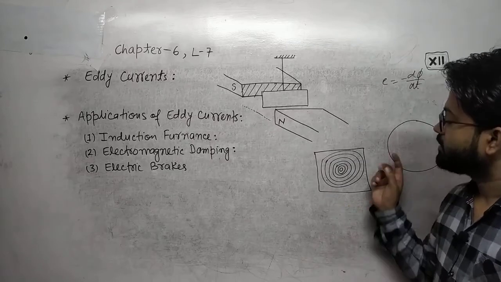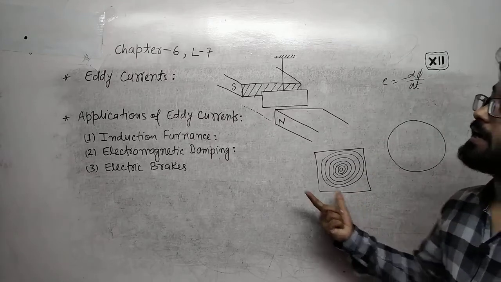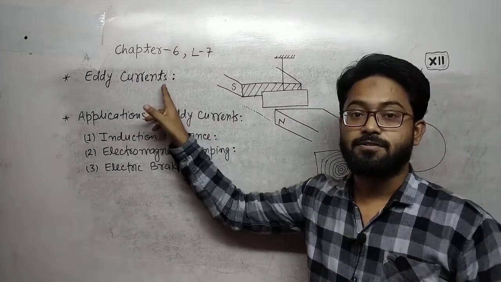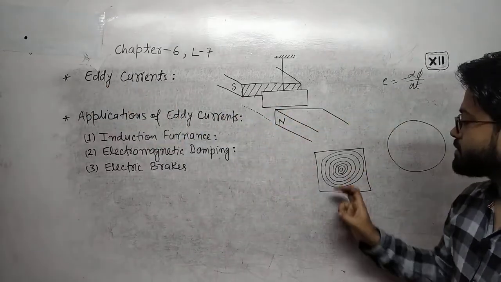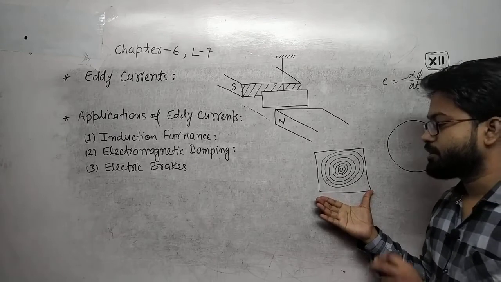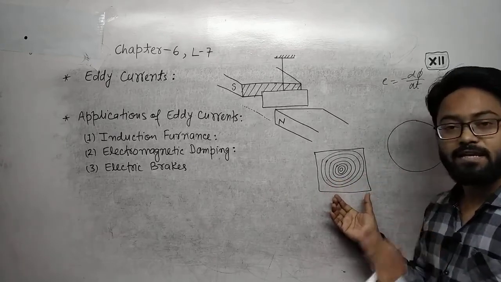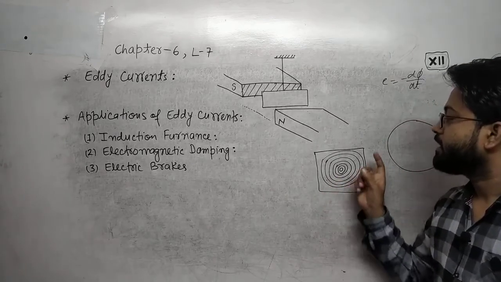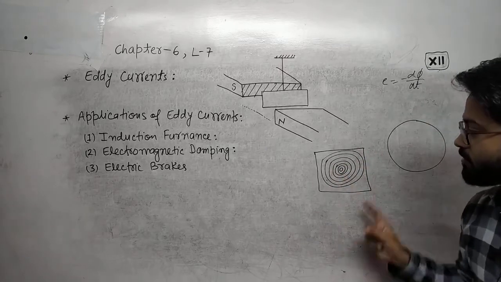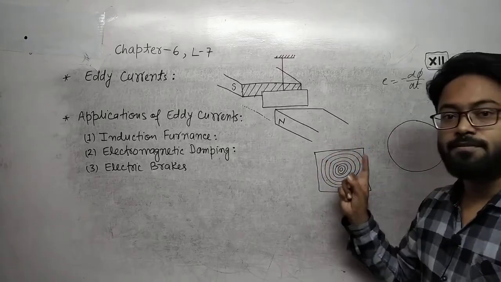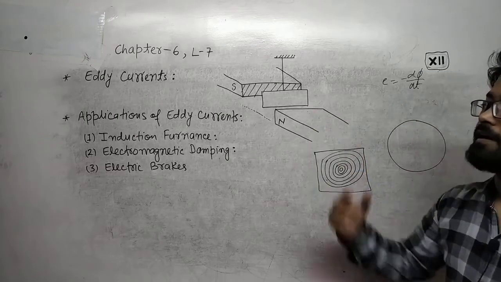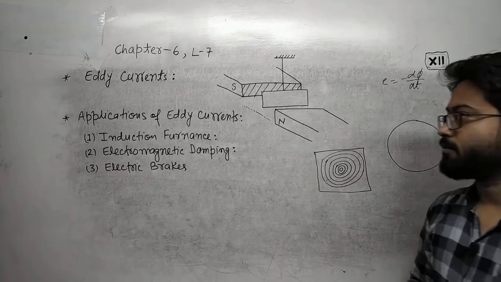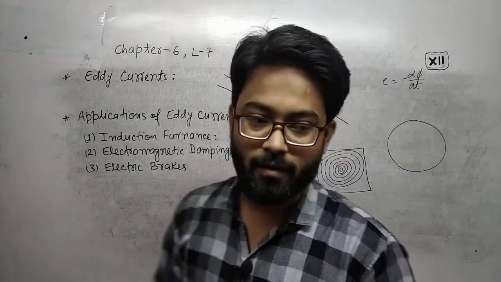That current is called eddy currents. Eddy currents means when a metallic plate is exposed to a varying magnetic field, then there are concentric currents moving in a circle. That current is called eddy currents. It is very simple.